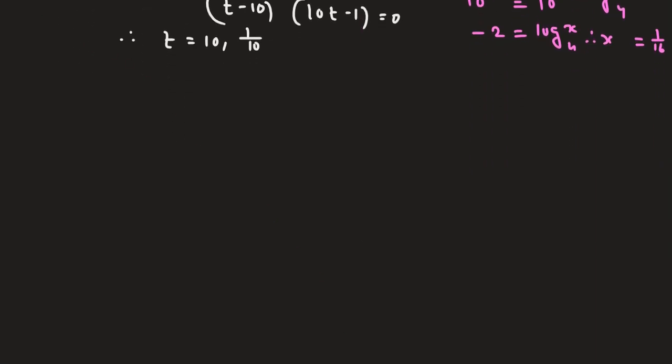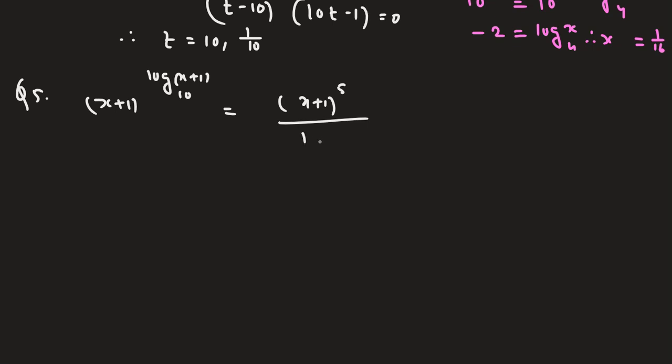Coming to the next question, question number 5. Take x plus 1 and its power is log of x plus 1 base 10, and which is same as x plus 1 whole power 5 divided by 1 followed by six zeros. Okay, now after 1 there are 6 zeros. Now, so how to solve this question?